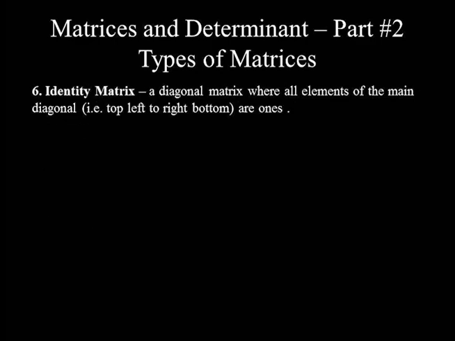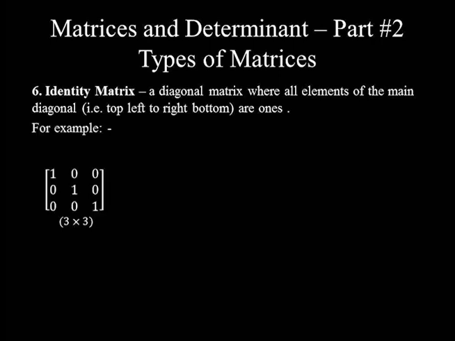The sixth category is an identity matrix. It's a diagonal matrix where all elements of the main diagonal are ones. In other words, an identity matrix is a square matrix where all main diagonal elements are ones and elements other than the main diagonal elements are zeros.